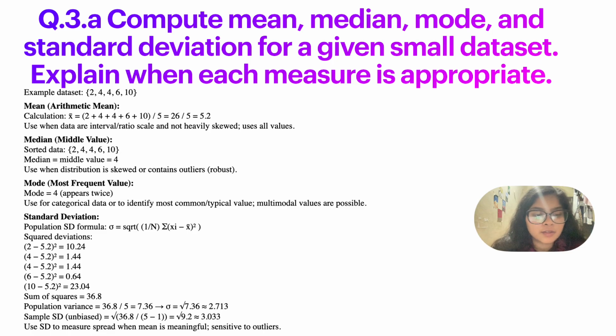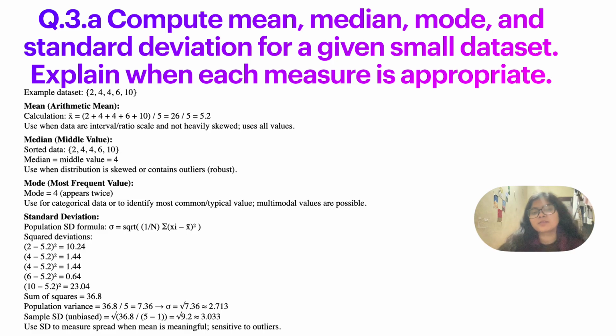And we calculate the square of the difference. So here you can see calculation is done in the most simplest way. And standard deviation is used to measure the spread when the mean is meaningful, sensitive to outliers, because here also we are using mean.